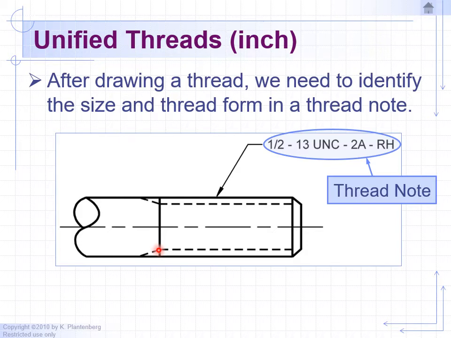Another even more simplified version, to save time, is to not draw anything to indicate threads. You just point to the cylinder. Typically you draw a thin line to show where it ends. And this is the way of calling out threads. So this callout that we see with the leader pointing to it is telling us, hey, this shaft in this area is threaded. And this is the way you call out threads. So let's go over each part of this note.